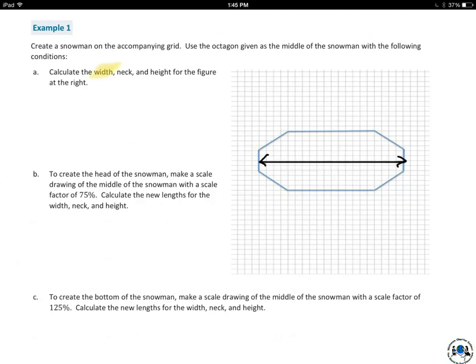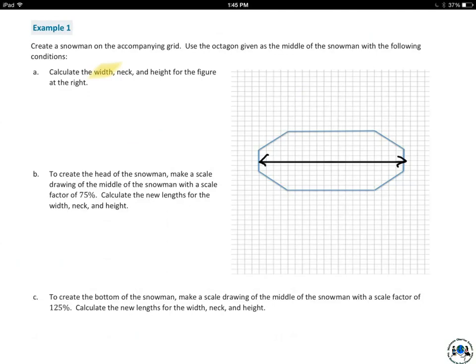So right here we are going to create a snowman on the accompanying grid. What we need to do is create a head and then a bottom section. Now we are going to use the octagon given as the middle of the snowman with the following conditions. So there's the middle right there. We need to calculate the width, neck, and height for the figure at the right.